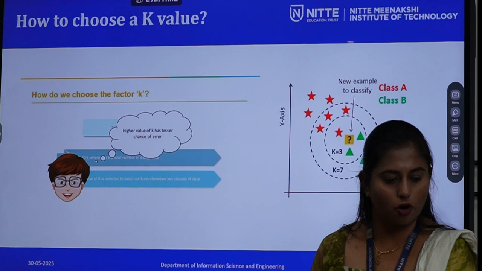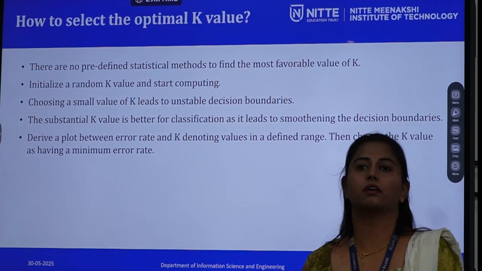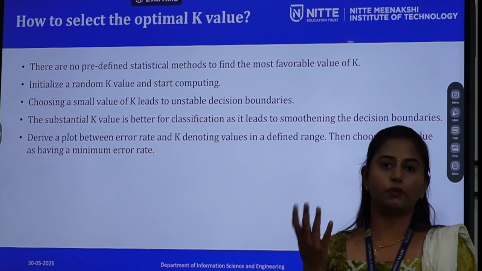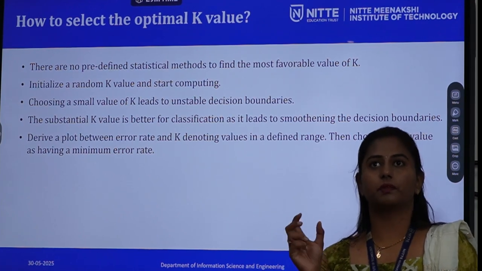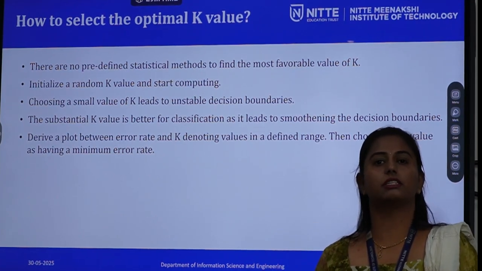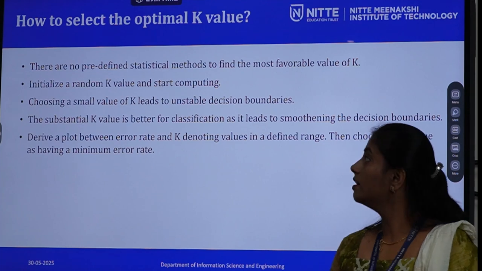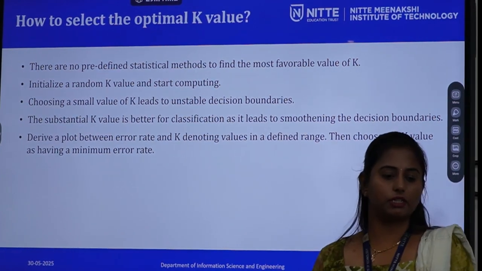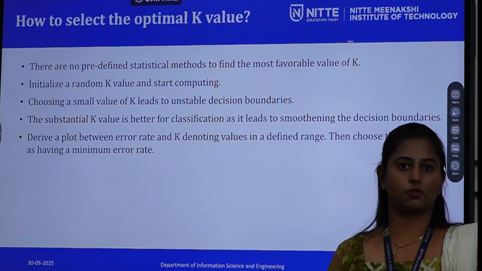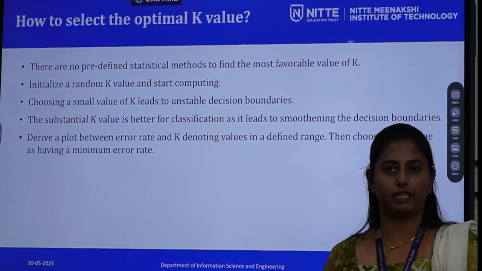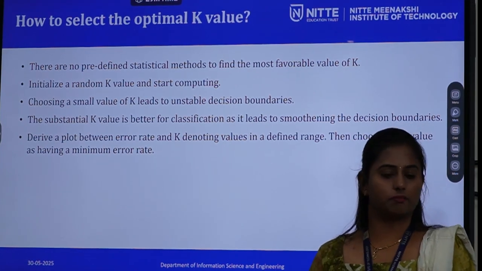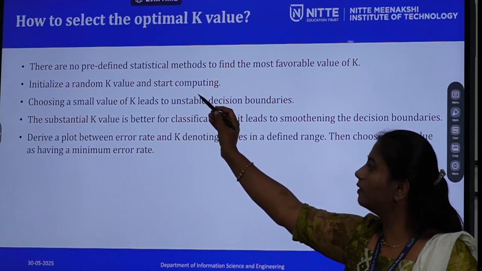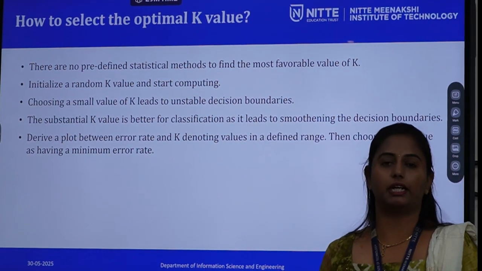So how do we choose the optimal value of k? When we are doing the problem, we take a minimum number of k values, like 3, 5, 7. So how are we going to select the optimal k value here? There are no predefined methods to find the k value, and we don't have any measurement to measure it. So we initialize some random k values and start computing with the data points.